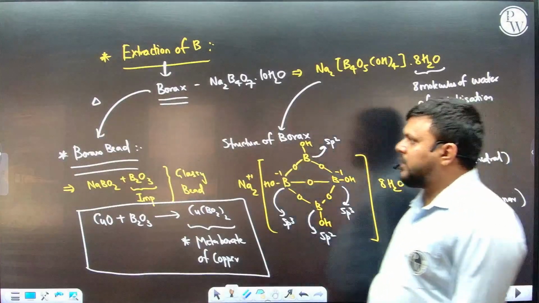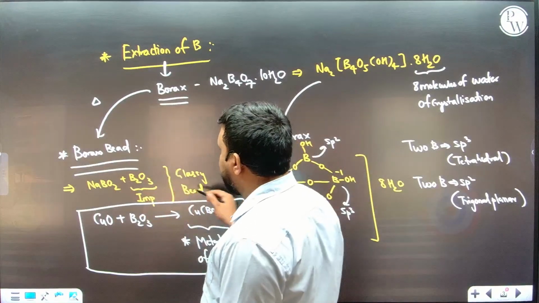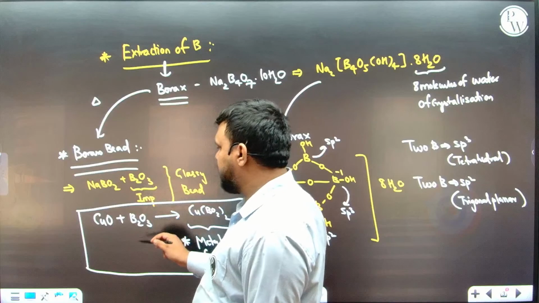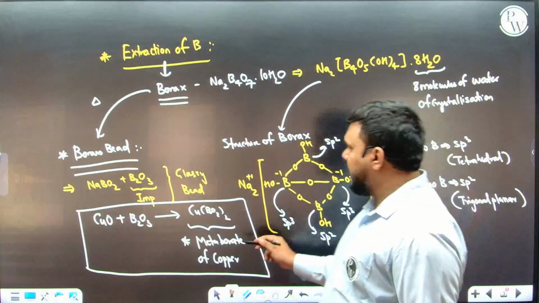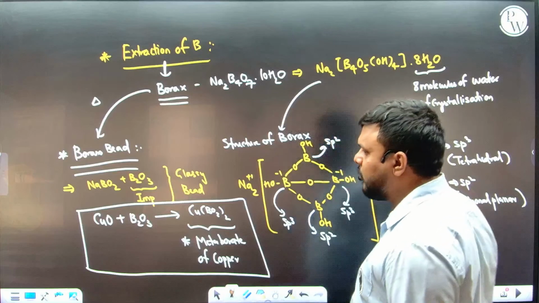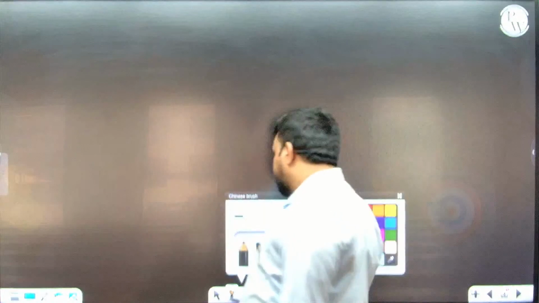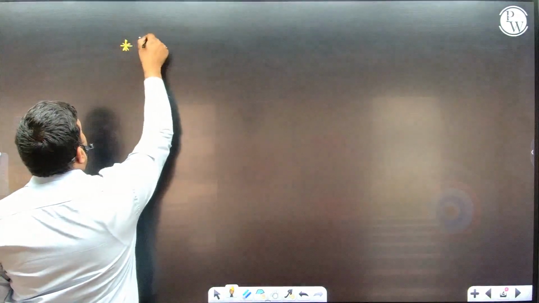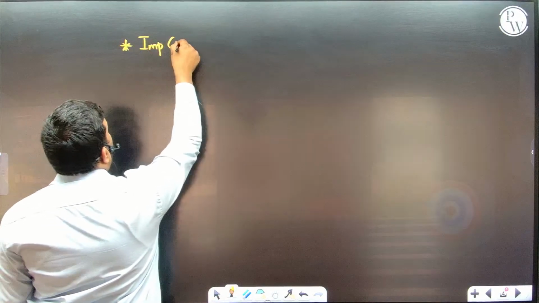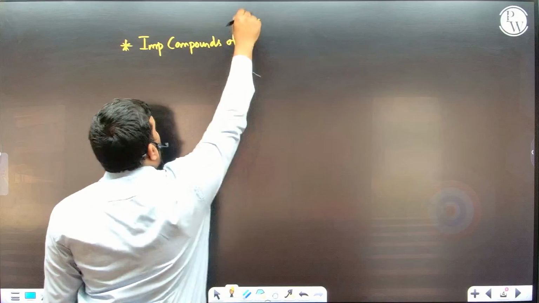They are asking what is the borax bead? NaBO2 plus B2O3, and in that the important one is the B2O3. The B2O3 reacts with the metal oxides and we get the metaborate of that metal. Okay, so let us see the next section. The next section is all about important compounds of boron.